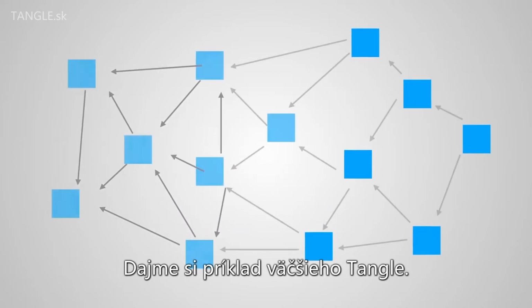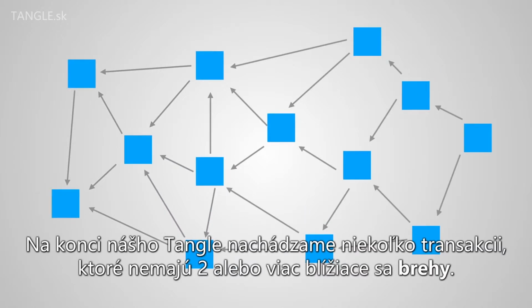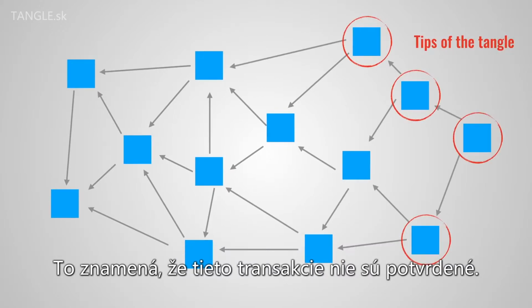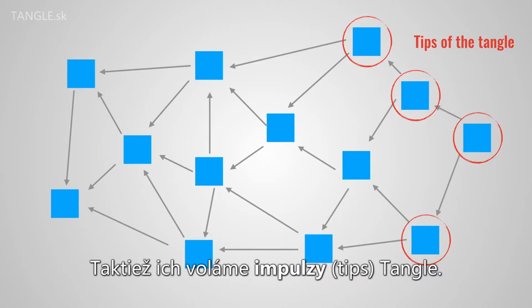Here's an example of a bigger tangle. Near the end of our tangle, we find a few transactions that don't have two or more incoming edges. This means that these transactions are unconfirmed. We also call these the tips of the tangle.